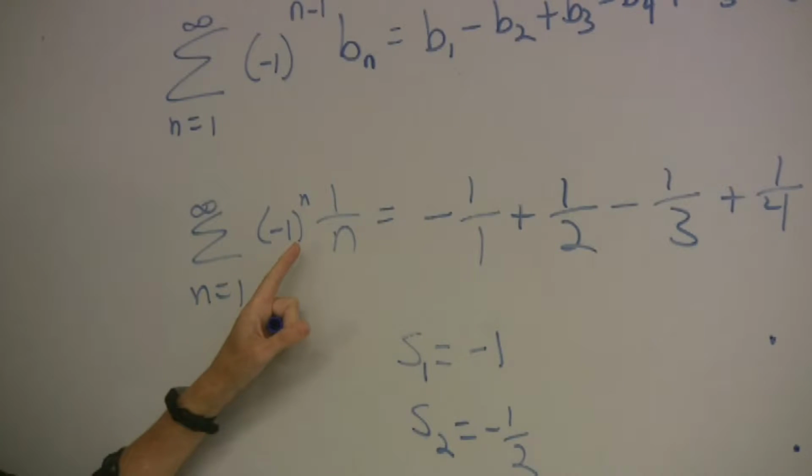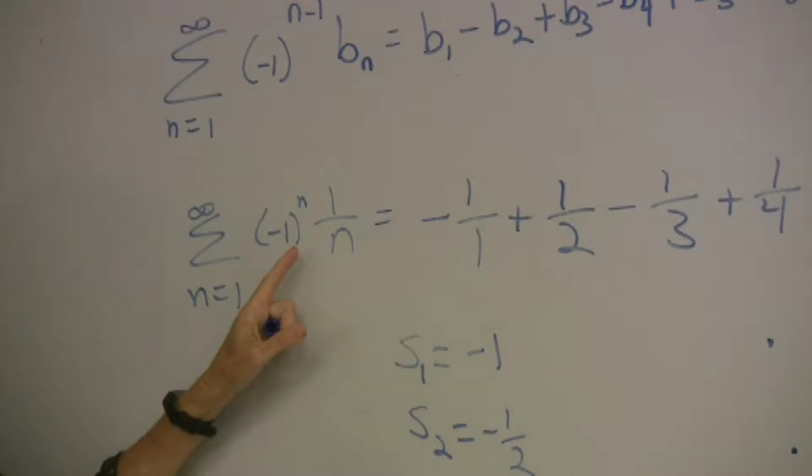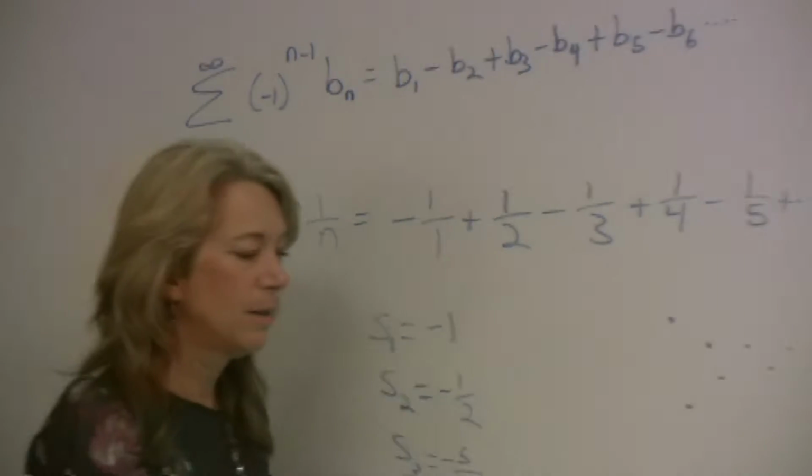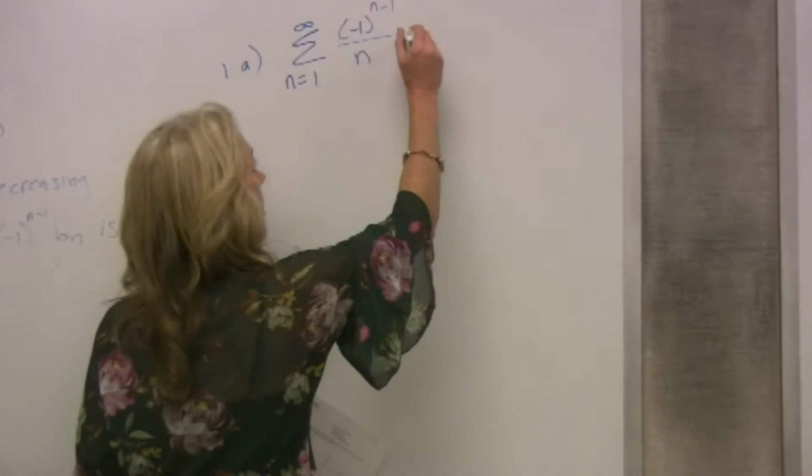Just the terms are alternating. It just flips the terms around in terms of which ones are positive and which ones are negative. You still have the 1 over n part, right? I could write it this way.